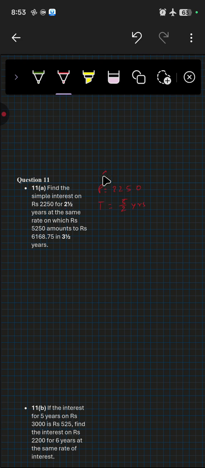So this is case 1. Now we have case 2 also. Case 2, the rate on which rupees 5250 principal, for case 2, the principal is 5250, amounts to rupees 6168.75. The time is also given, 3.5 years. So 3.5 years will be converted to 7 by 2 years.